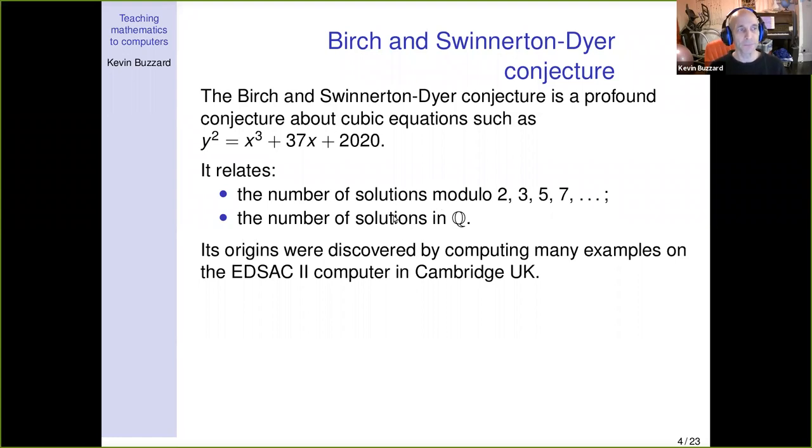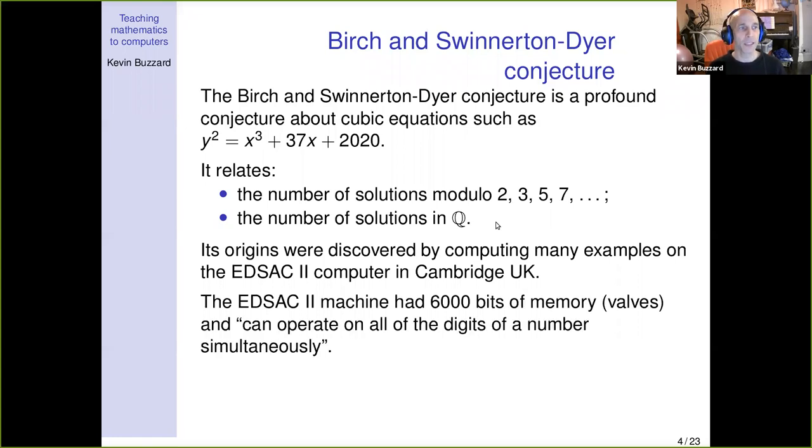these two quantities. And then they were theorists as well. They started thinking theoretically and came up with a very nice way of expressing their conjecture that's still open today. And in fact, if you solve their conjecture, you get $1 million. It's one of the Clay Millennium problems, the Birch and Swinnerton-Dyer conjecture. But the origins of that conjecture came from a computer.